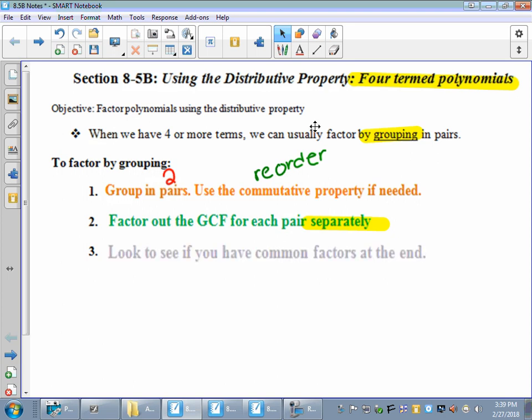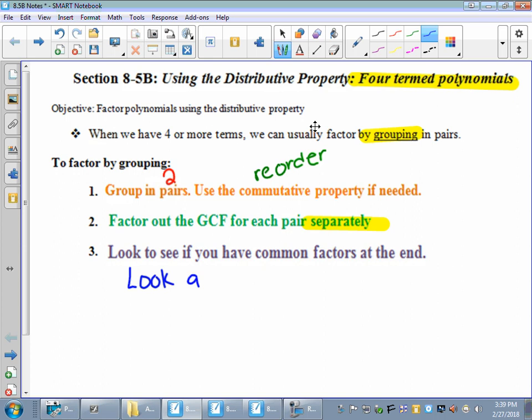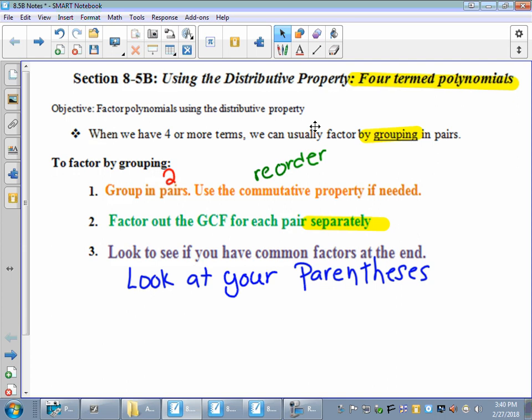After we've done that, this is where we get something that's a little bit new and where things sometimes get a little tricky. We want to look to see if we have common factors at the end. Now, what does that really mean? Common factors at the end means look at your parentheses and see if they are the same thing. If they are, then we will deal with that in the example.